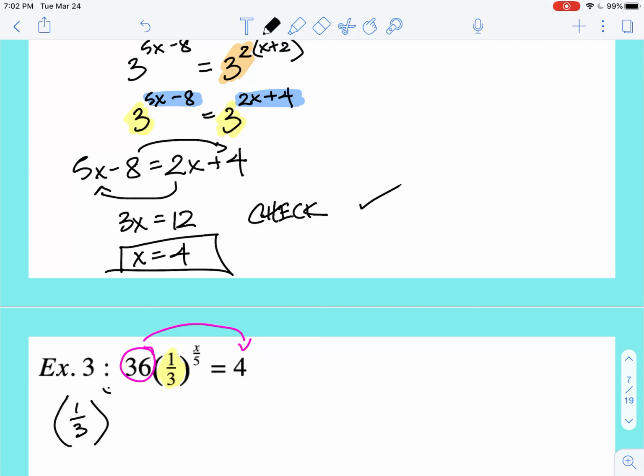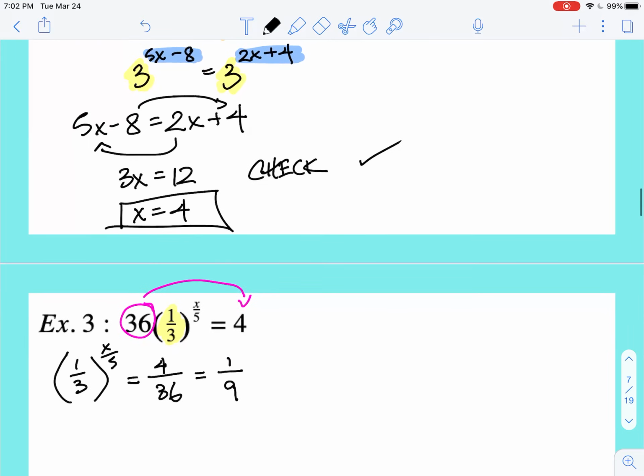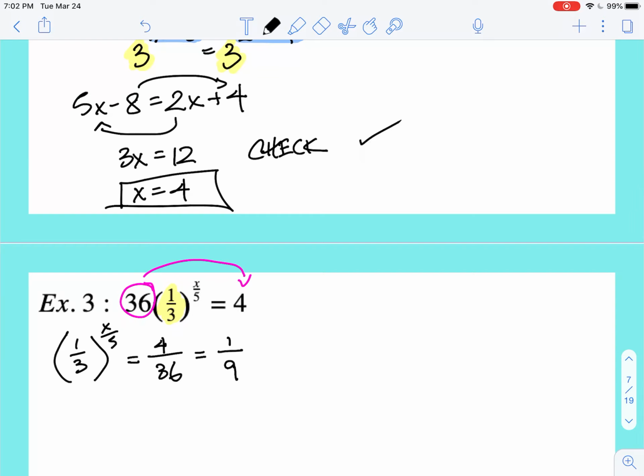1/3 to the x over 5, don't be scared of all the fractions, it will be fine, equals 4 divided by 36. And 4 divided by 36 we can actually reduce to be 1/9. Now the reason why I want to reduce that is because that's actually going to make my life a little bit easier in terms of trying to get things into the same base.